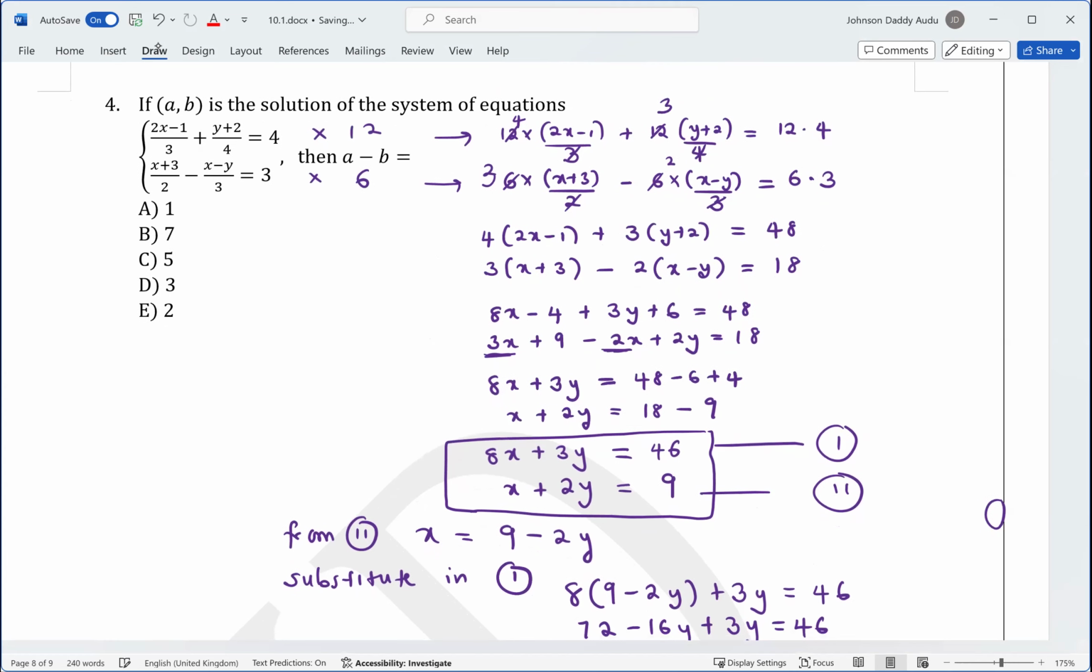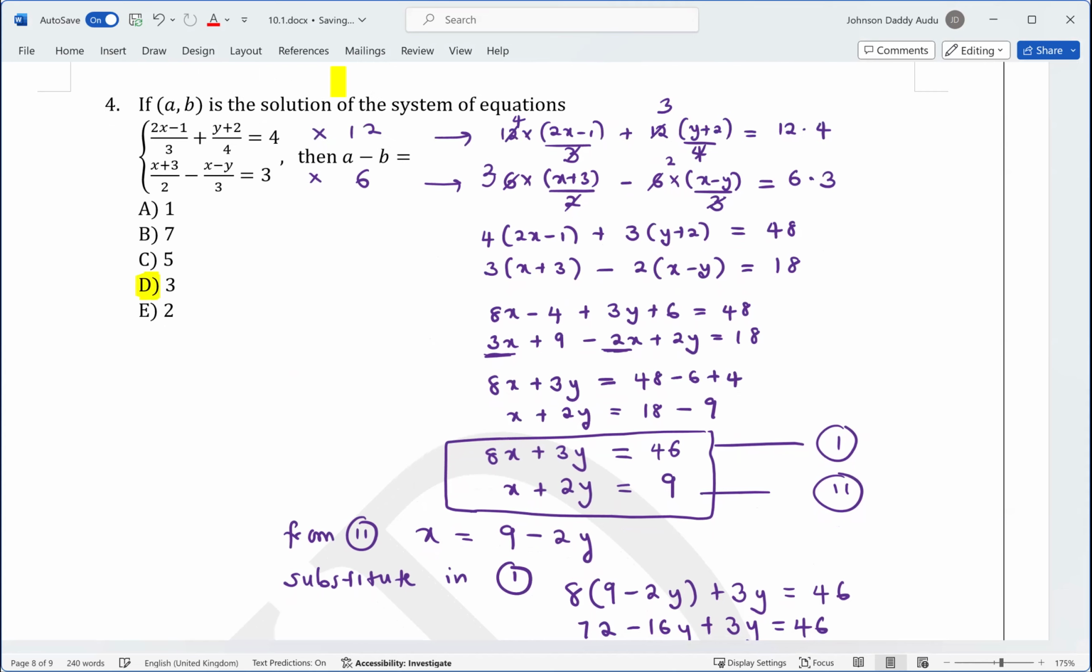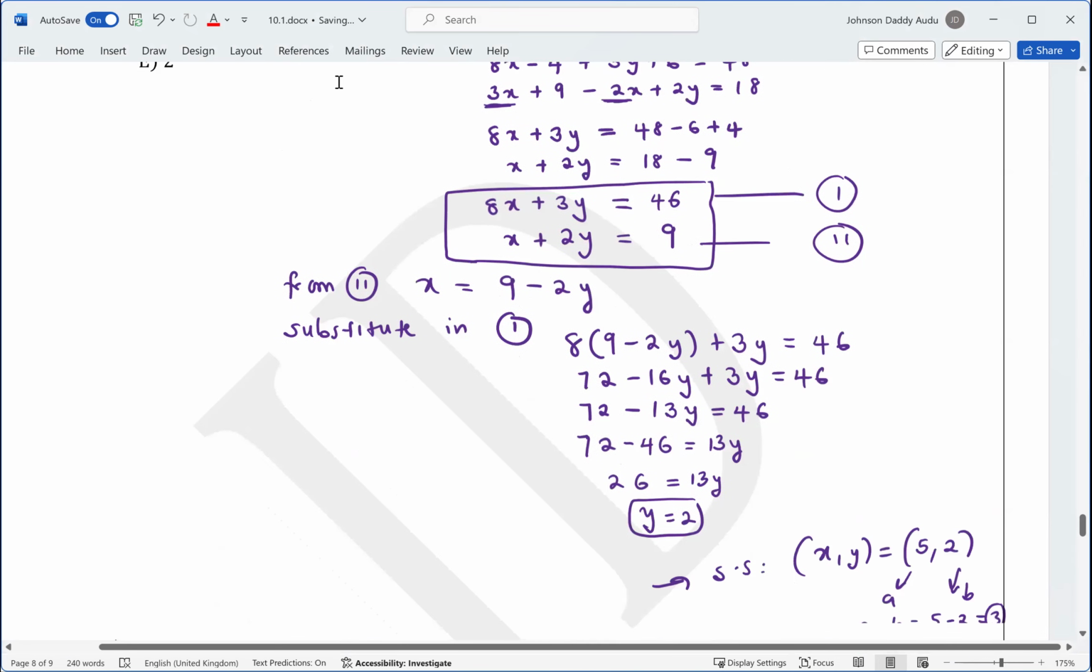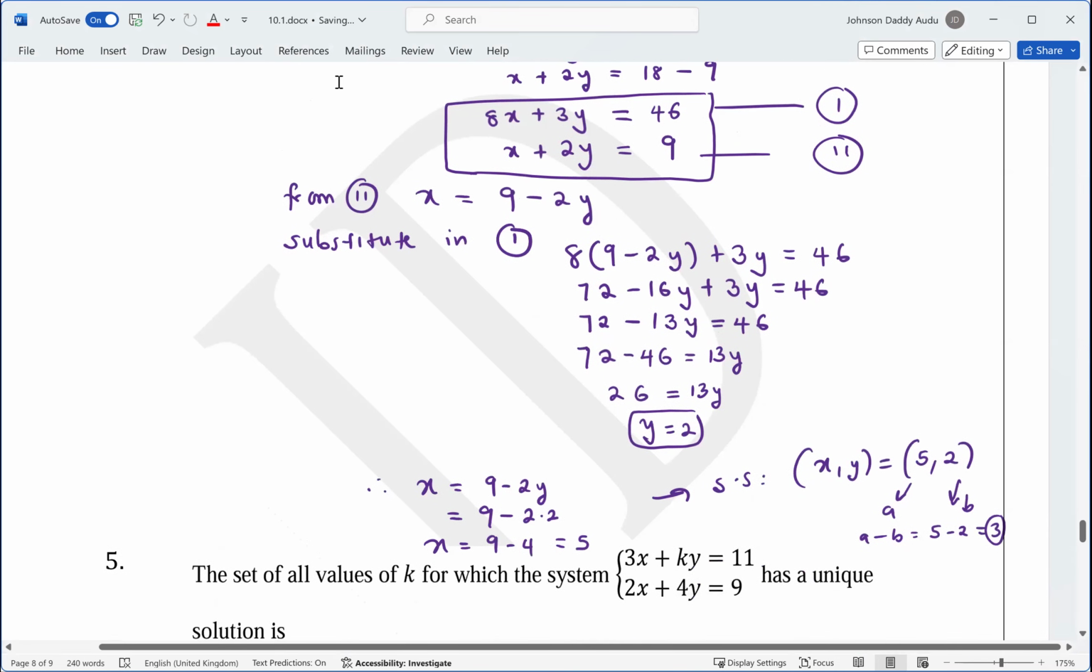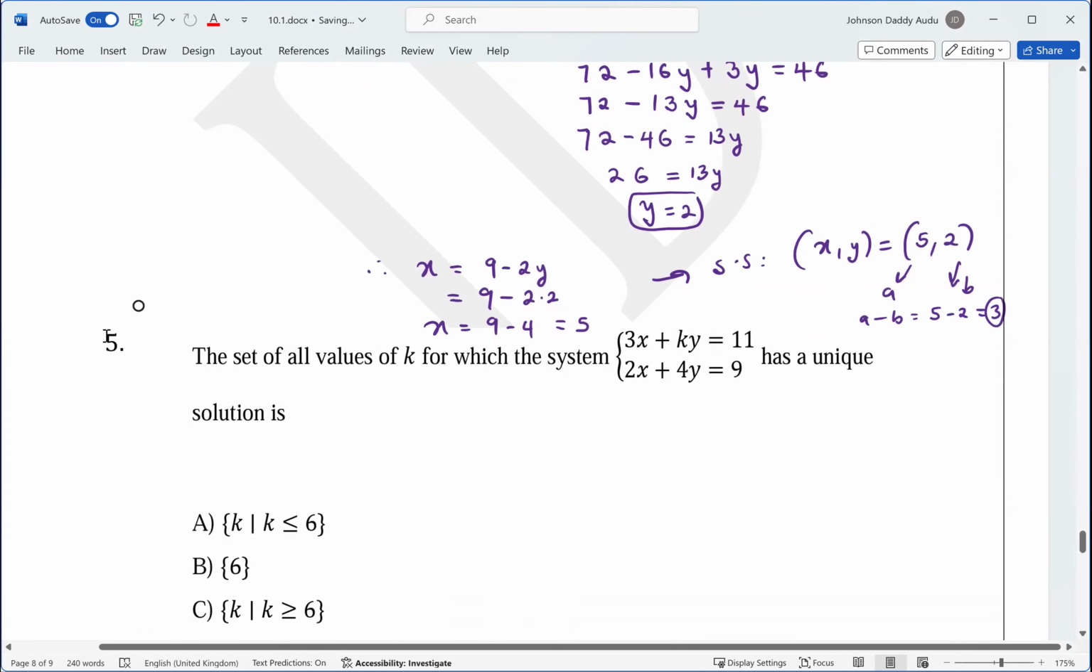Yes, so the answer is going to be D. So the first thing is just clear the fraction, by multiplying by the LCD. Then you're back to just linear equations, and you solve them using substitution, or you can use the elimination method.